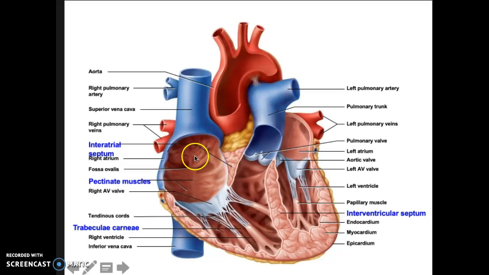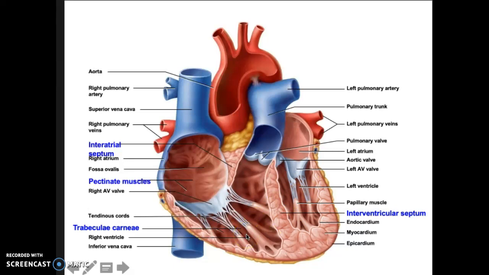The right atrium contains ridges known as pectinate muscles. These pectinate muscles are found in the right atrium and also in both the right and left auricles. A more muscular septum is the interventricular septum, which separates the right ventricle from the left ventricle.